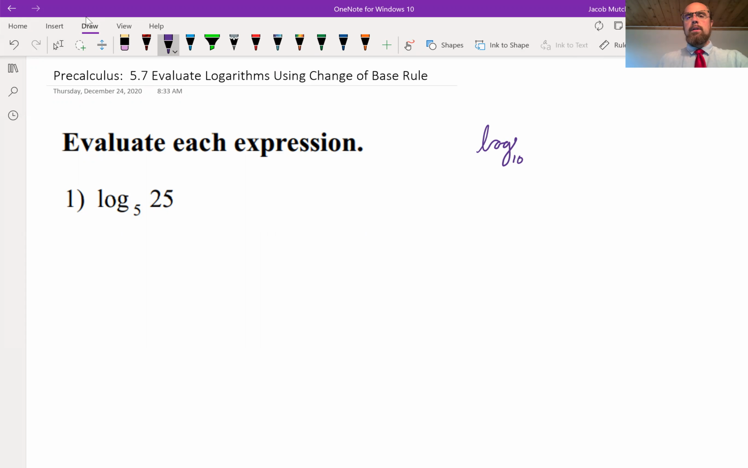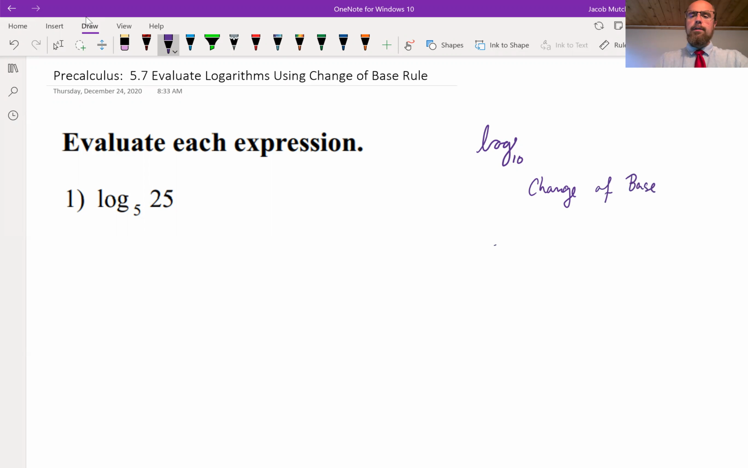And so one tool that we have for logarithmic evaluation is the ability to change the base to help with evaluation. And really it's a rule that we call the change of base rule. So we'll give the rule and then we'll use it here for this logarithm, and then we'll look at some more complicated examples. But the change of base rule says something like this.